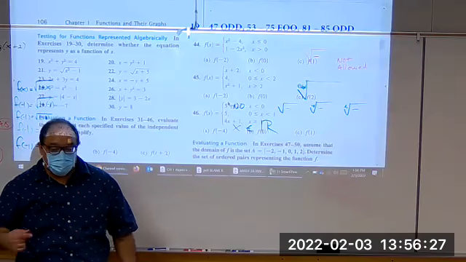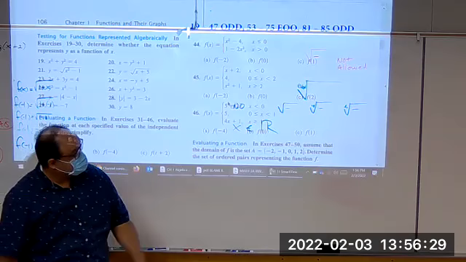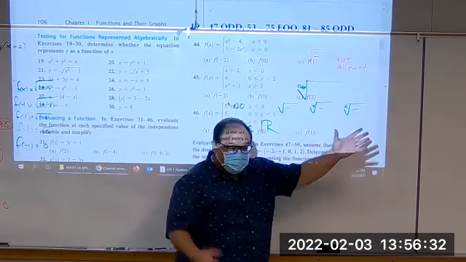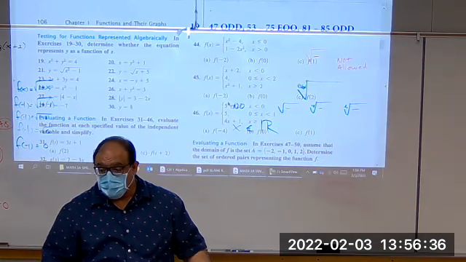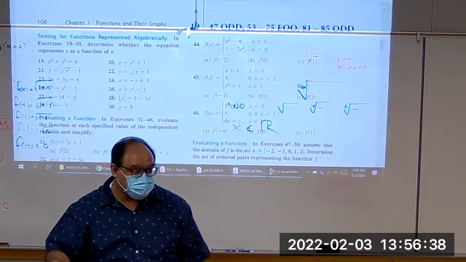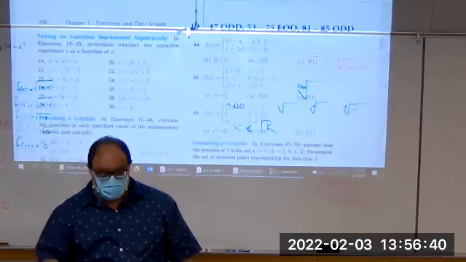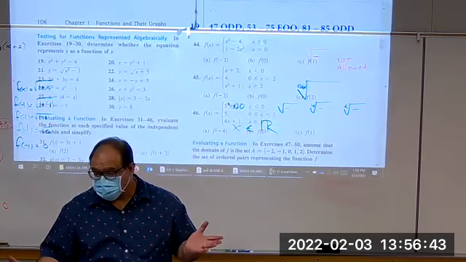Piecewise. The domain is explicit. Something like a square root, something like a rational function, those are implied. For polynomial functions, the domain is always all real numbers.